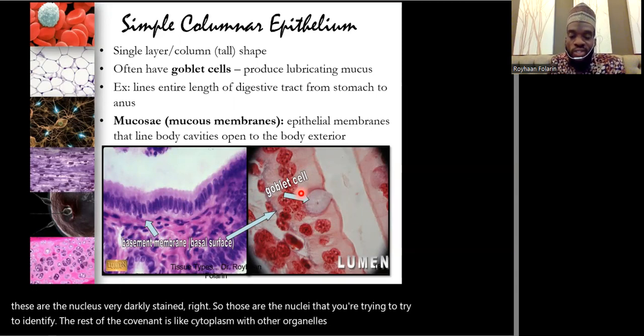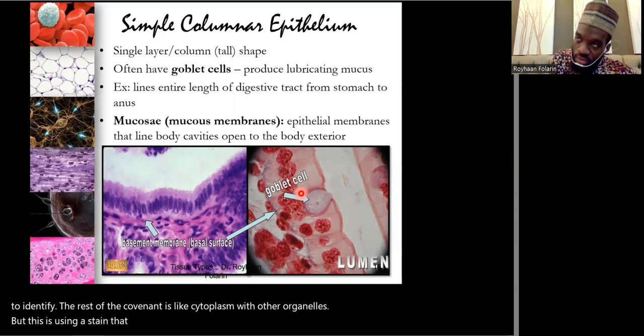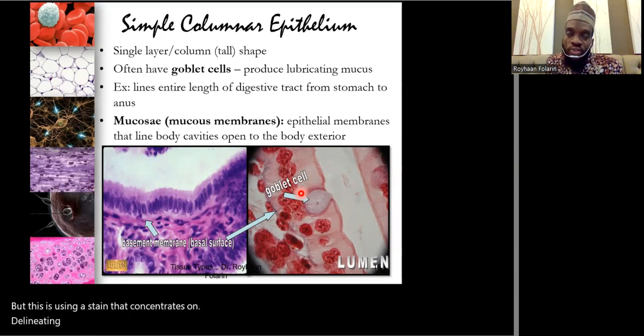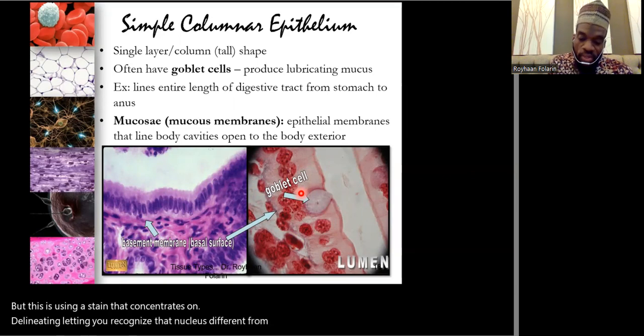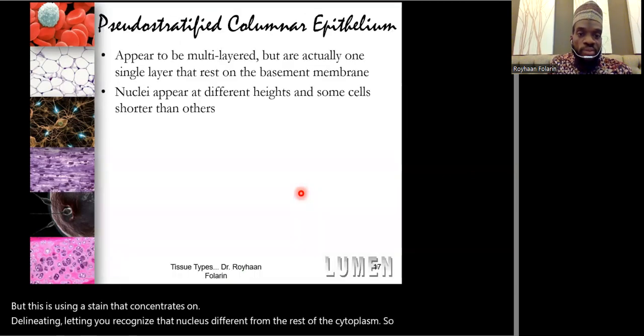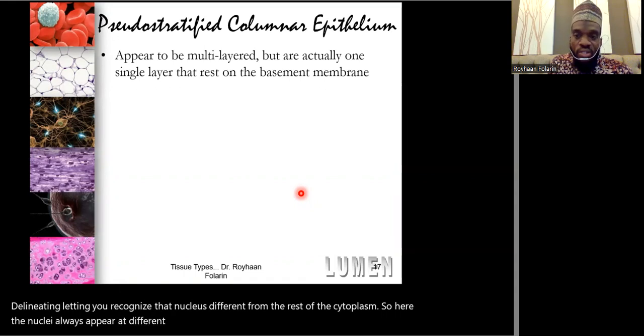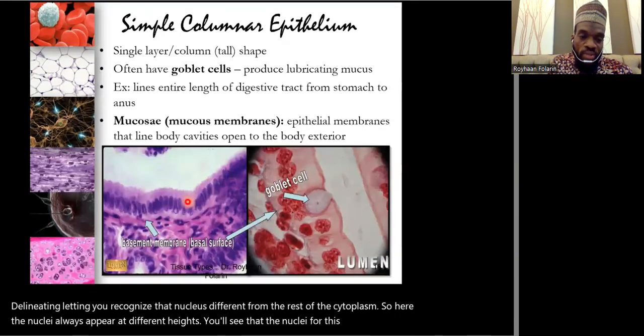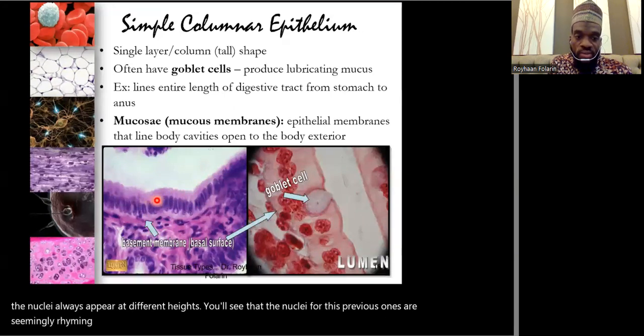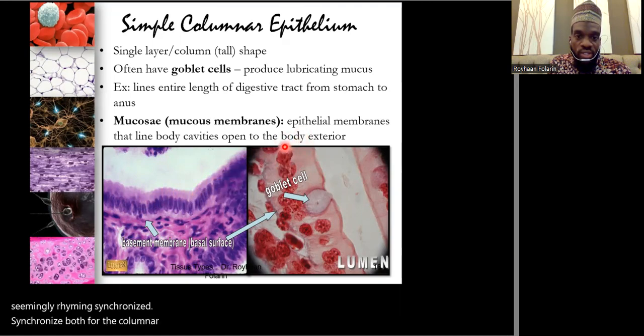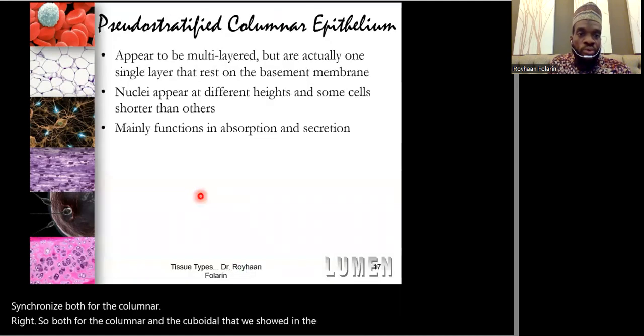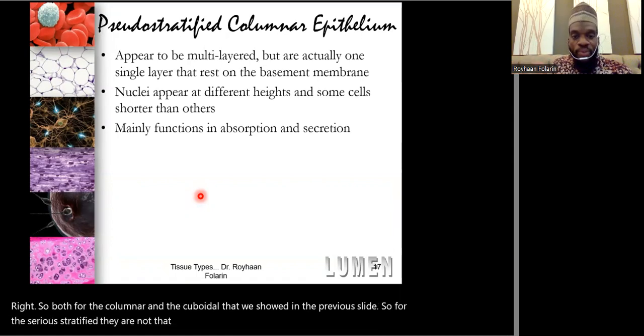This is using a stain that concentrates on letting you recognize the nucleus as different from the rest of the cytoplasm. So here, the nuclei always appear at different heights. You'll see that the nuclei for these previous ones are seemingly rhyming, they're synchronized, both for the columnar and the cuboidal that we showed in the previous slide. But for the pseudostratified, they are not that arranged. They appear at different heights, and some cells are shorter than others.